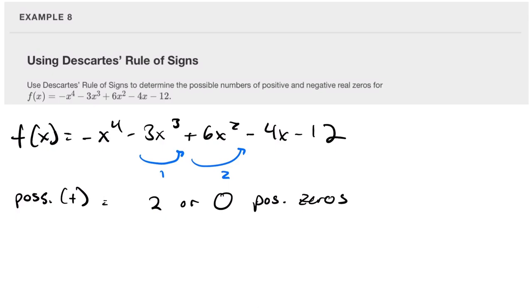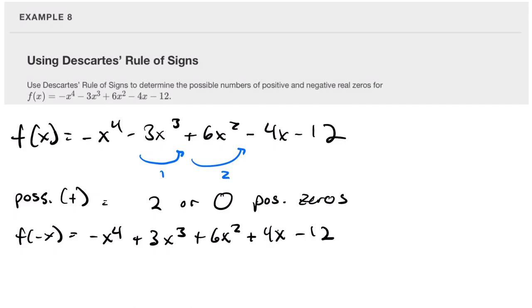Okay. And then for the possible number of negative zeros, we have to consider f of negative x. So that first one stays as is. That sign changes. That one stays as is. That sign changes. And that one stays, right? So we have 1, 2, right? So then the possible number of negative zeros, it looks like it's also 2 or 0. Negative zeros.